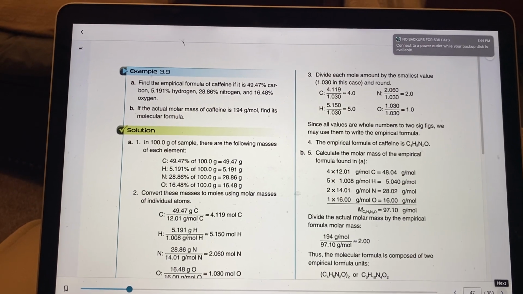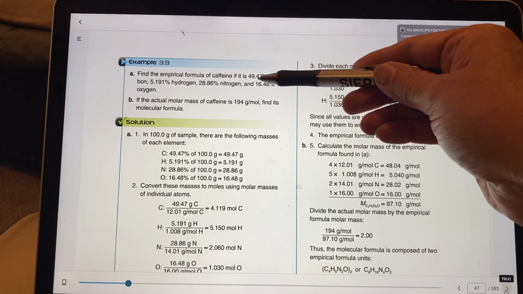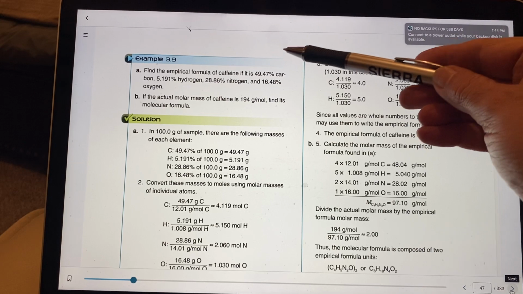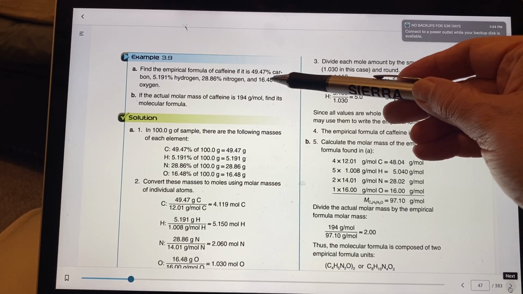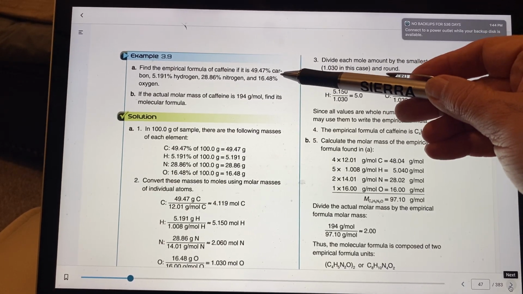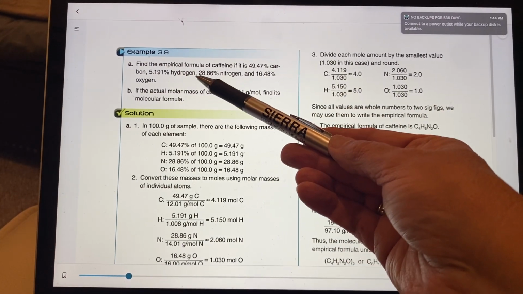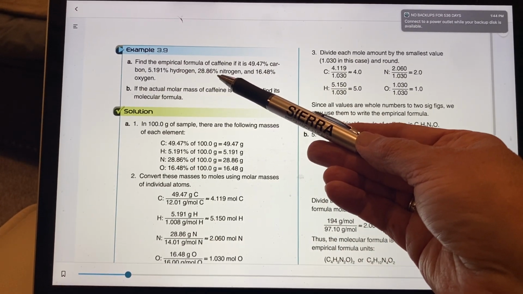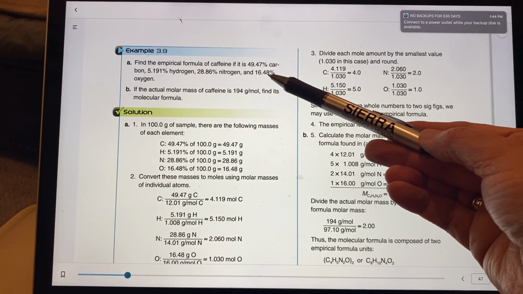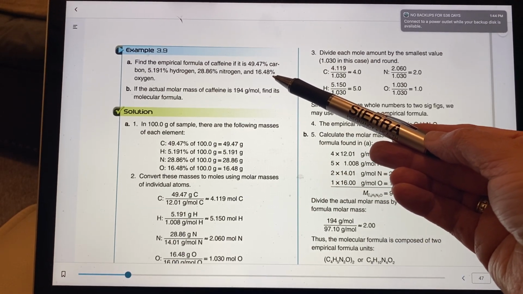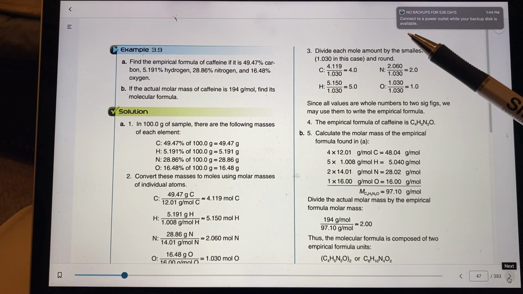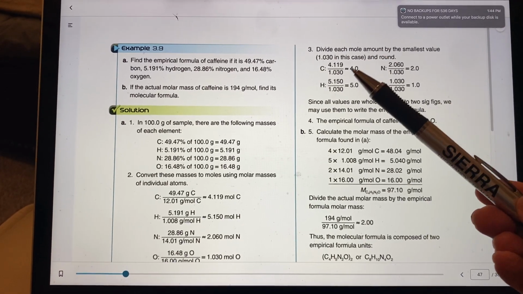Here's the example. You want to find the empirical formula of caffeine. If the caffeine is 49.47% carbon, 5.19% hydrogen, 28.86% nitrogen, and 16.48% oxygen. So we're just doing the opposite of what we did in the other part, but this is how we do it.